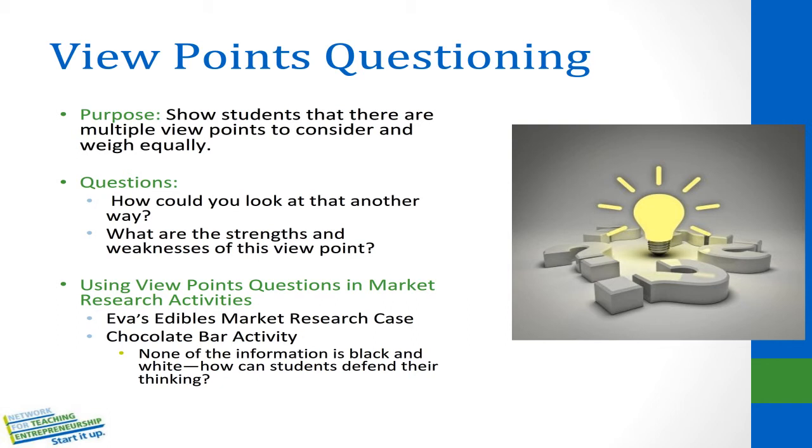In the market research activities, this can be used for both Ava's Edibles market research case and the chocolate bar because none of the information that the students are collecting is black and white. How can they defend their thinking? And why is their thinking potentially more correct than someone else's? So you could actually take solutions that students find. Let's say in Ava's Edibles, one group says her best way of finding licensing is primary research, and someone else says secondary. Well, you could have students debate their different viewpoints in the classroom, and then decide as a group which viewpoint they agree with most.